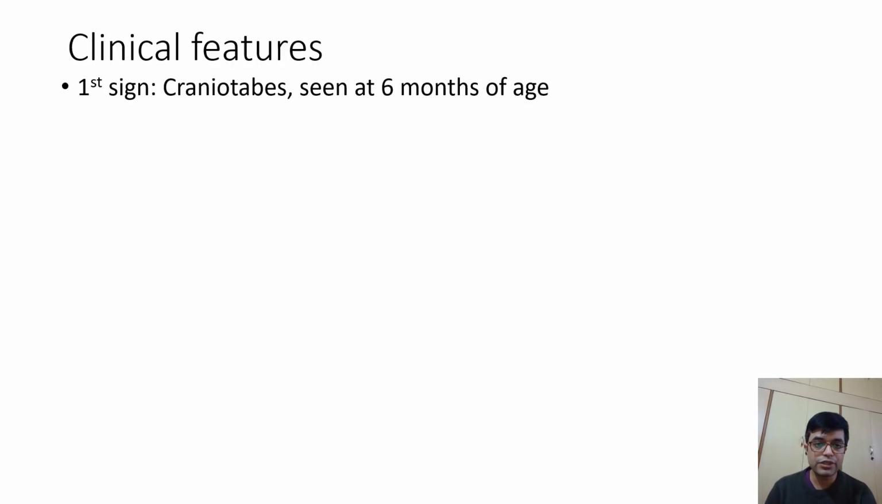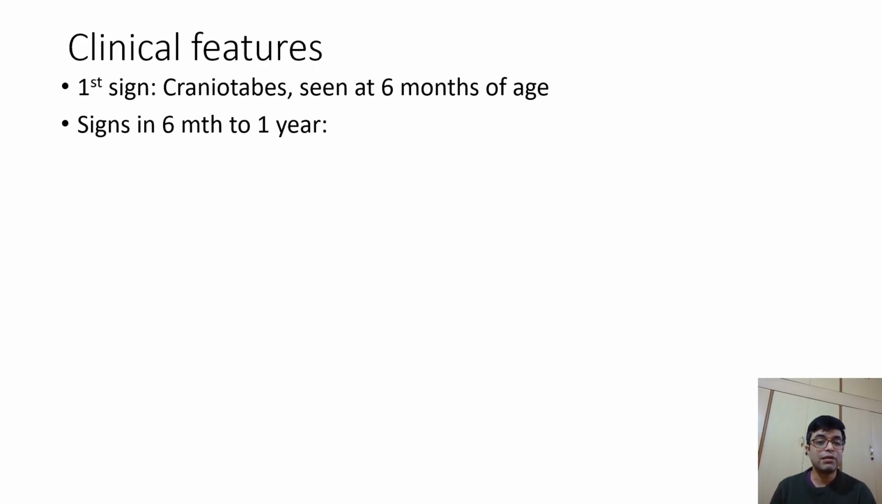Moving to clinical features, the first sign is craniotabes, which is seen at 6 months of age. Craniotabes is a ping pong ball sensation. You press a ping pong ball or a table tennis ball, it gets depressed. You press from the side, it pops up normally. So if you have played table tennis, the consistency of the skull becomes like that of a table tennis ball. We call it craniotabes. It is better felt than seen, first to appear at 6 months of age.